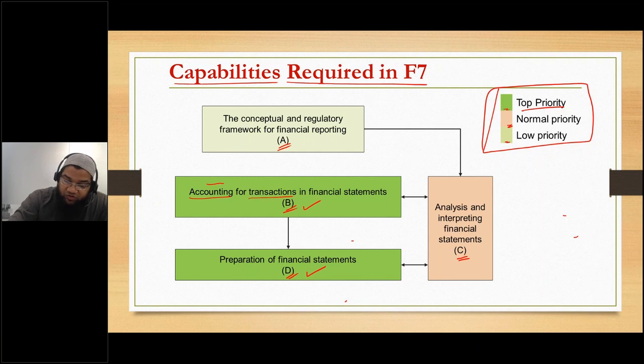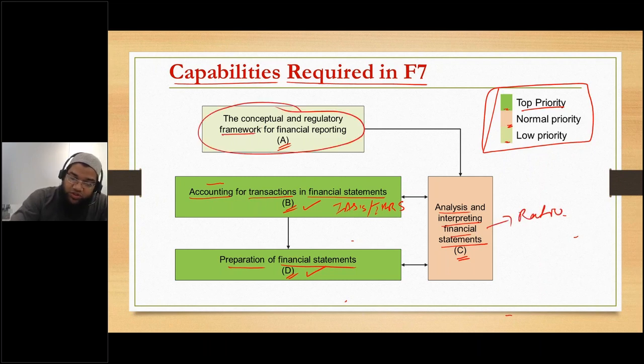This will include the accounting for transactions in the financial statements, which means all of the accounting standards in IASs or the IFRS. And the second is preparation of the financial statements, which means the preparation of the entity specific financials as well as the consolidated financials. Both will be included in Part D. And Part C is the analysis and interpretation of the financial statements, which means actually ratio analysis. And Part A is the framework, which includes conceptual and the regulatory framework. So this is an overview of the capabilities that are required to pass your paper F7.